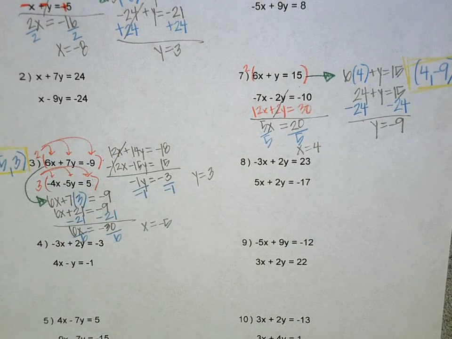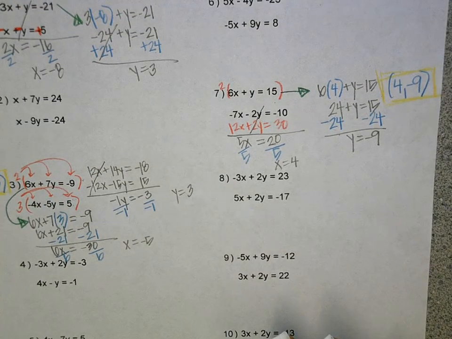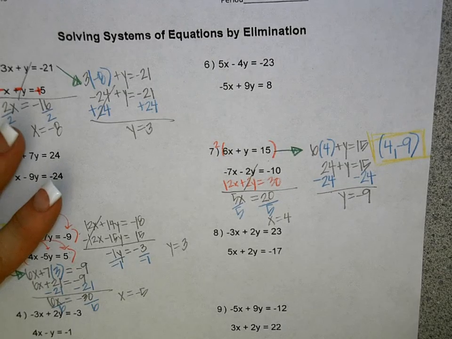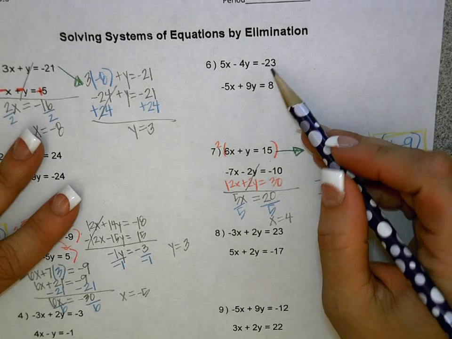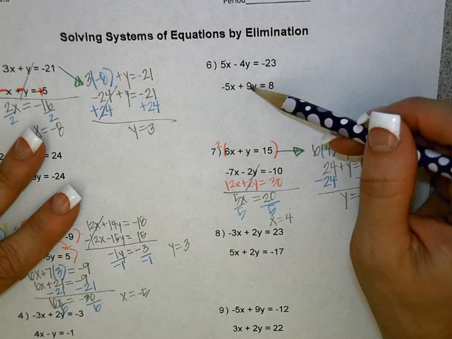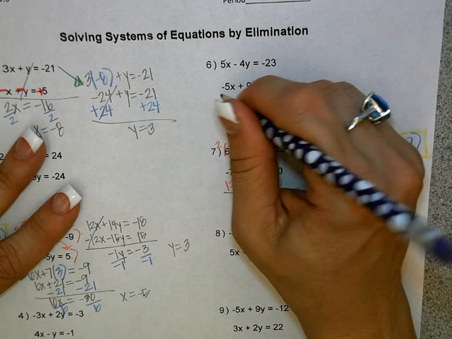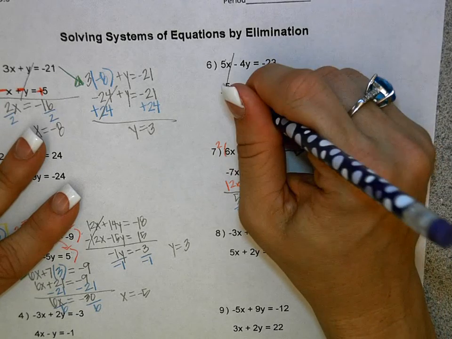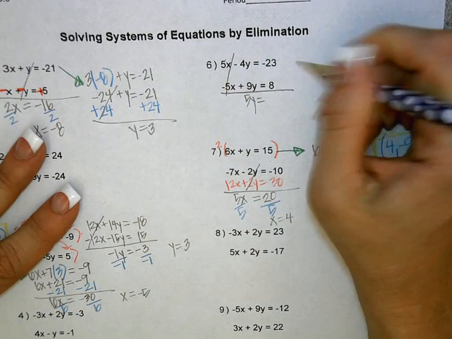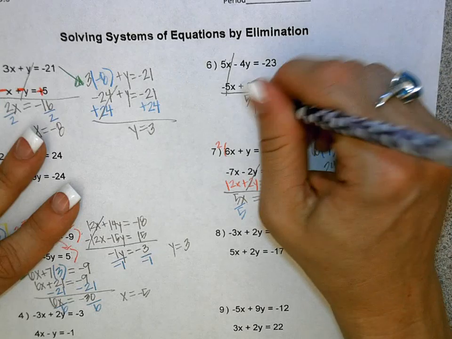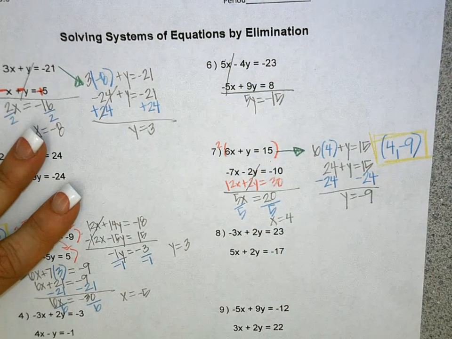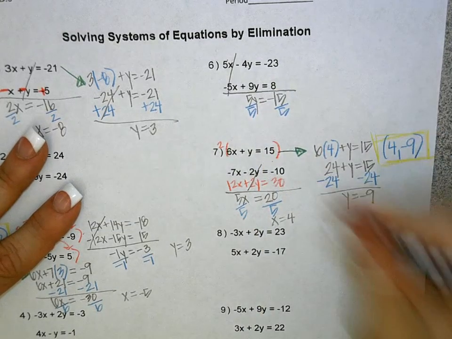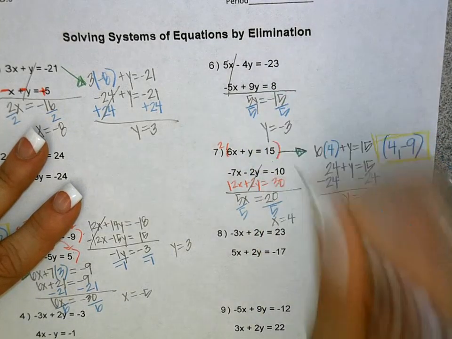Which others do you guys think you want to see worked out? 10. 6? Okay, number 6 is actually kind of easy because if you look at these, the coefficients are already going to cancel. Number 10 then. So this is good. This one cancels out. Negative 4, positive 9 gives you positive 5y equals negative 23, positive 8 is negative 15. To get y by itself, you divide by 5. And that's going to leave us y is negative 3.